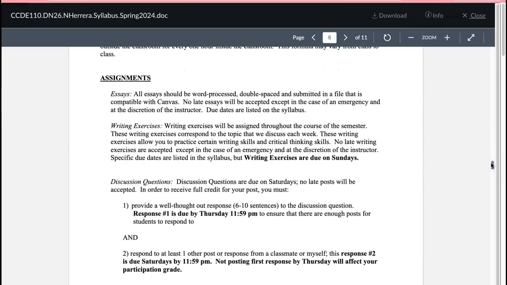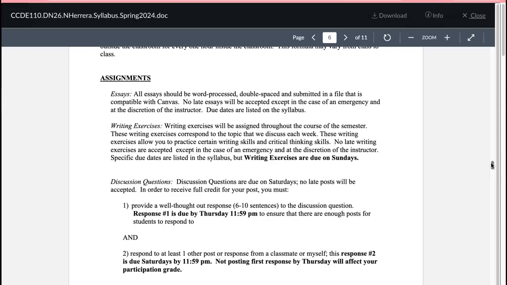So basically, the essays: we do have a few major essays, and these are worth 100 points each. So you want to make sure that you read the instructions carefully. And for a lot of these essays, we do pre-assignments. For example, we might do a writing exercise where we brainstorm, or you pick a topic, and then you do an introduction. So we kind of do it in steps to make it a little bit more manageable.